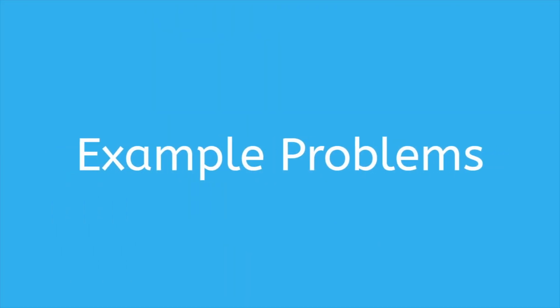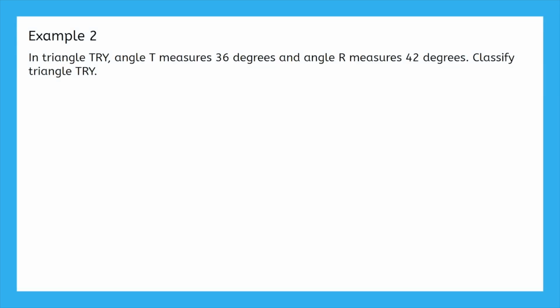Let's try classifying triangles with unknown angles to make sure we're ready to tackle the treehouse brace. Here's a word problem. In triangle TRY, angle T measures 36 degrees and angle R measures 42 degrees. Classify triangle TRY. Where should we start? Well, to classify a triangle, we have to know the three angles that make up that triangle.